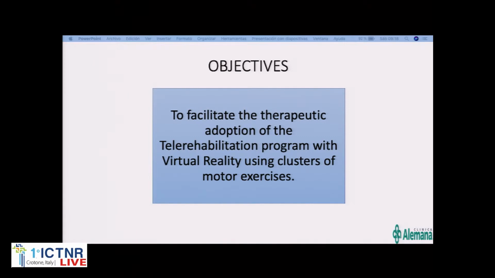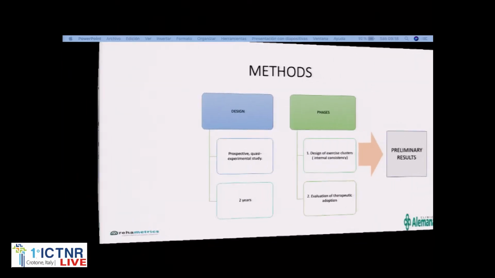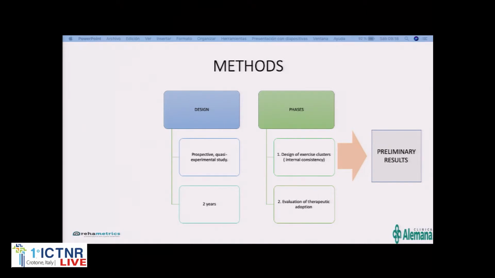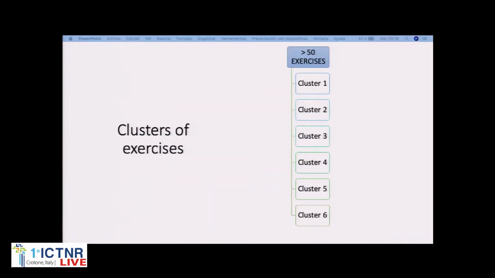Our barriers were similar to the evidence reviewed, and so were our facilitators. Therefore, our objective was to facilitate the therapeutic adoption of a virtual telerehabilitation program using clusters of exercises related to the complexity categorization model used in our service. This study will be quasi-experimental and prospective, scheduled for 2 years. We have divided it into 2 phases. The first one we have almost completed, and I will show you the preliminary results today. The second part we will develop during the rest of the investigation.